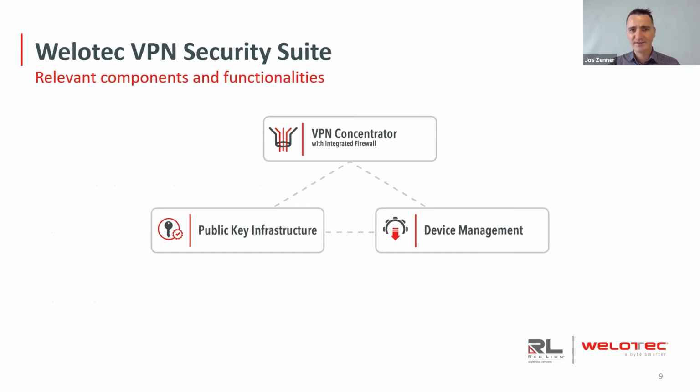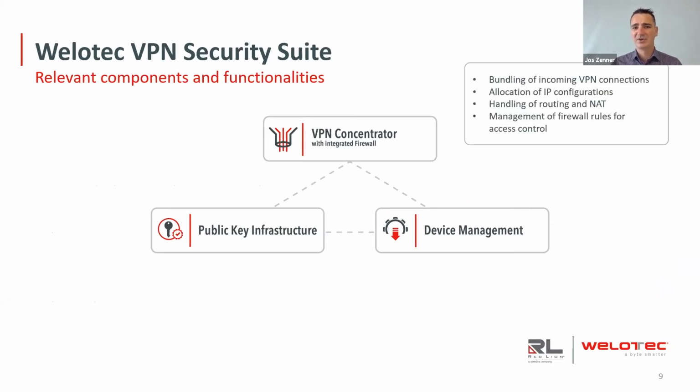The Welotec VPN Security Suite consists of mainly 3 components. We have the VPN concentrator, which handles all the incoming VPN connections from the devices in the field, but also from the users. It manages the allocation of IP addresses and handles the routing, NATing, and also the firewall for the access of the different machines. So without the proper firewall rule set managed within the VPN concentrator, no access is possible. So it's managed for connectivity and security.